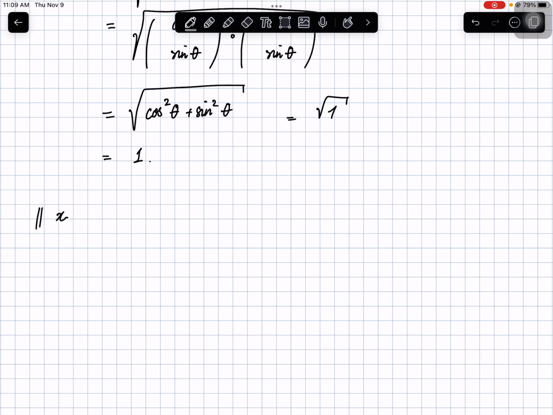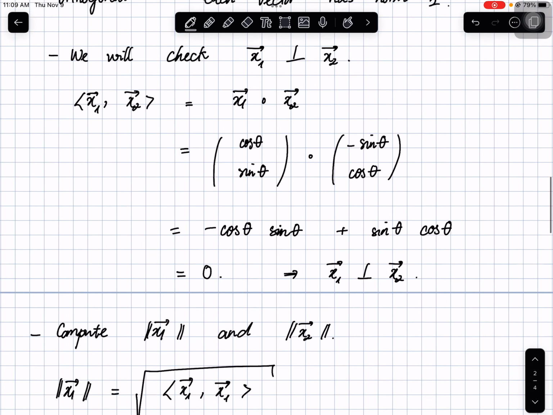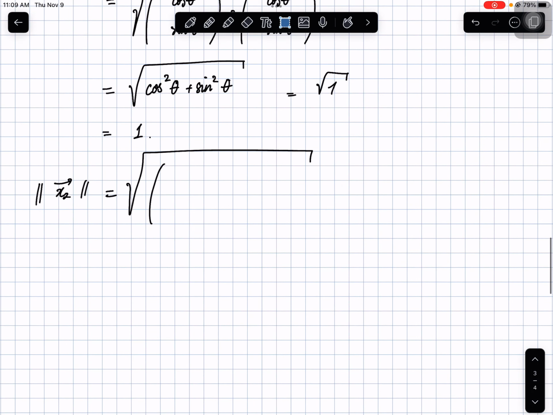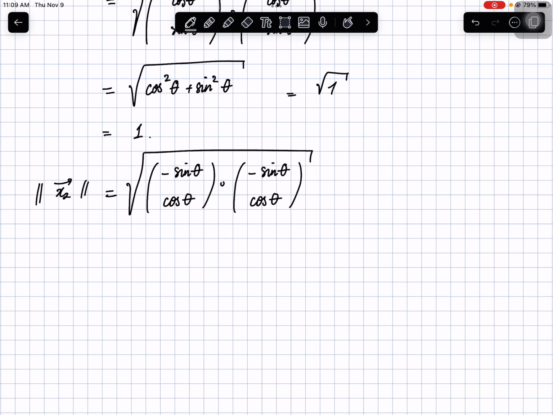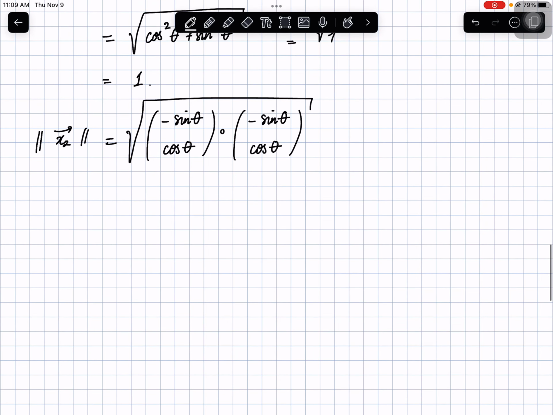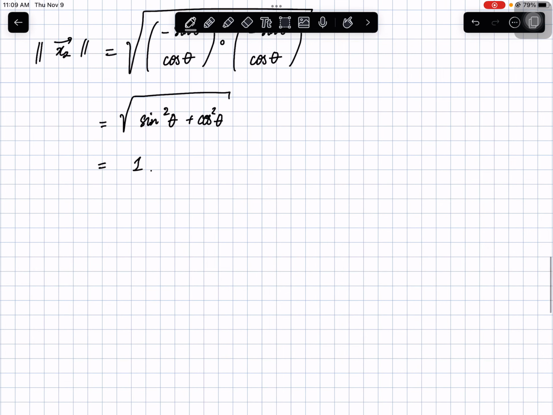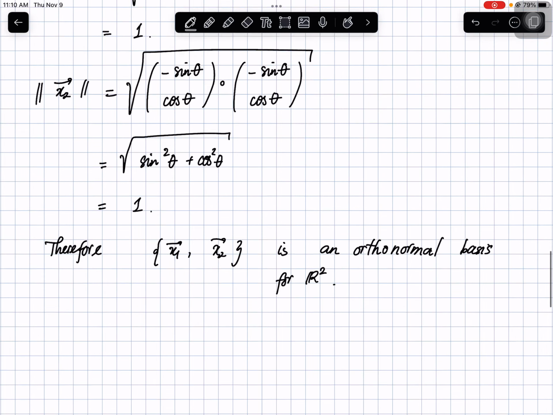Similarly, we can compute the norm of x2. It is the square root of the inner product of x2 with x2. So this is the root of sine square theta plus cosine square theta, which is also 1. Therefore, two conditions are satisfied. Therefore, x1 and x2 form an orthonormal basis for R2. Okay, we're done with the first question.